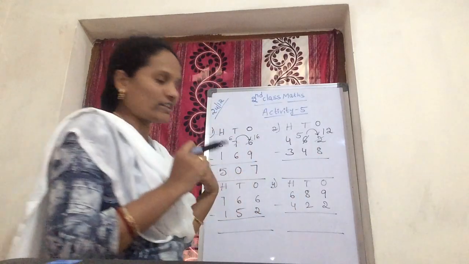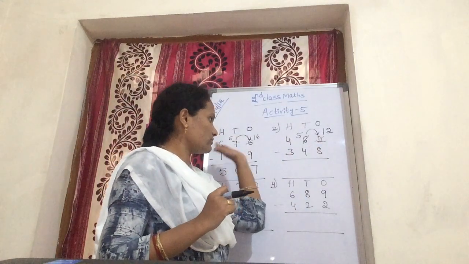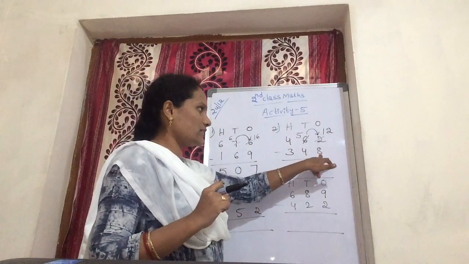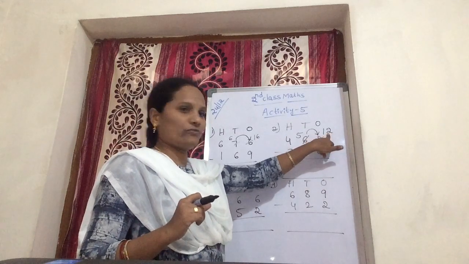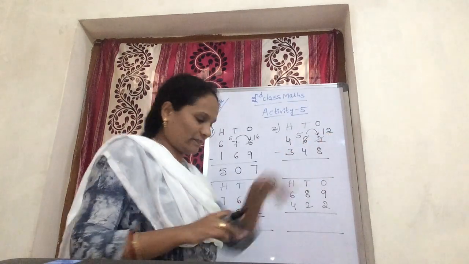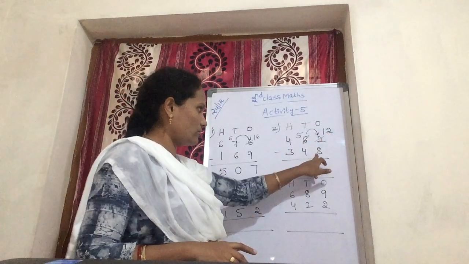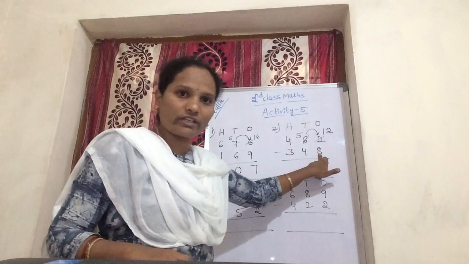And one more method. What is that one more method? I said it just now. Your second number, after that you count up to the first number. So the second number, what is that? 8. So you are counting.